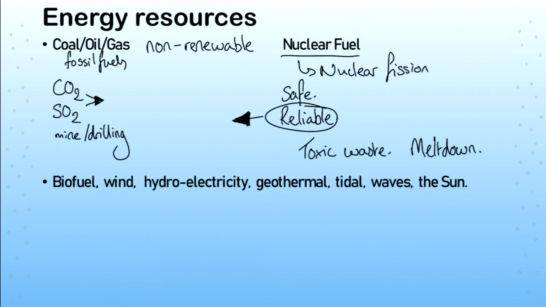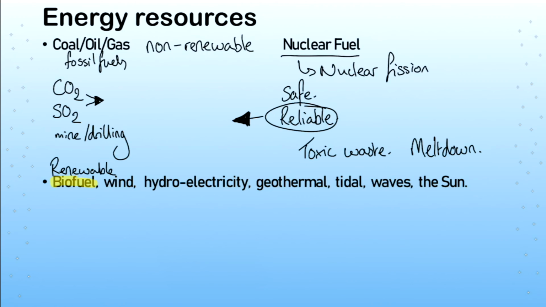The second group of sources of energy are renewable. So from biofuel, wind, hydroelectricity, geothermal, tidal, waves, the sun, they all are renewable, so they technically shouldn't run out in the short term. There are a few things you could argue, like the sun is not going to be around forever. Fair enough, but in our short term, they are renewable. They're going to replace themselves, or we can make more of them, or they're not going to run out.